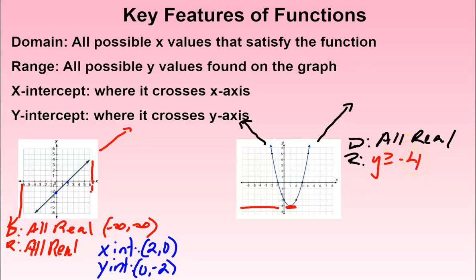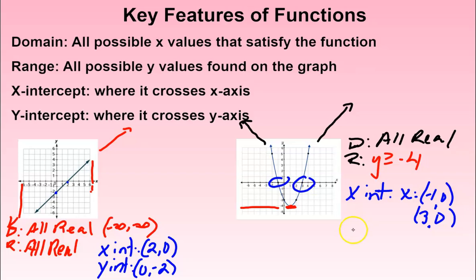Now the x and y intercept, the x-intercept, where is it across the x-axis? We can see that it crosses the x-axis in two places. So we could say (-1, 0) and (3, 0). Those would be my two x-intercepts.